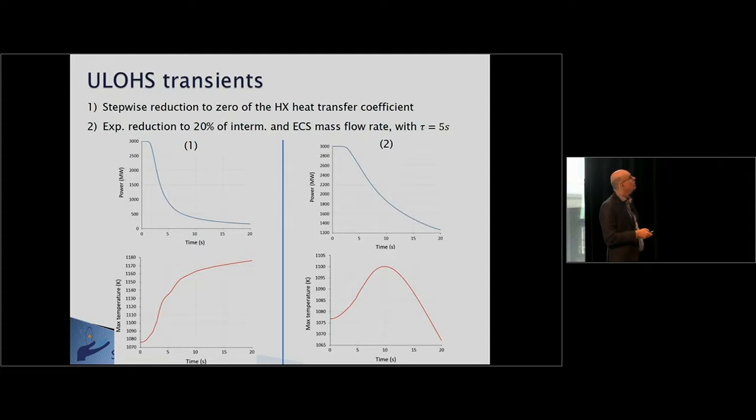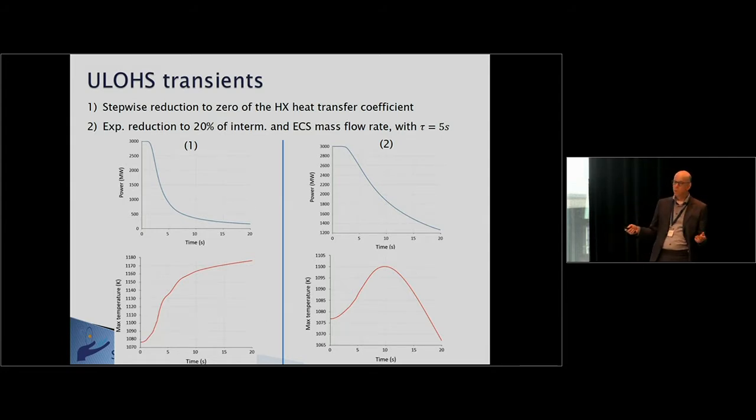Now, one example of a CFD calculation of a transient. This is the unprotected loss of heat sink. On the left, the most severe case where we have no heat exchange with the environment at all anymore, and then instantaneous. You see that there's thermal feedback and that the power then decreases to, well, its decay heat value in the end. So this is still a relatively benign behavior of the reactor core.